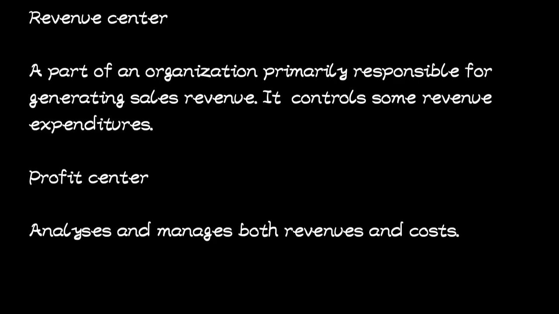Then we have a revenue center. This is a part of an organization that is primarily responsible for generating sales revenue, and it also controls some revenue expenditures. And the last term is the profit center, and this one analyzes and manages both revenues and costs. It is a part of the organization that manages both revenues and costs. So those are the key terms used in cost accounting.